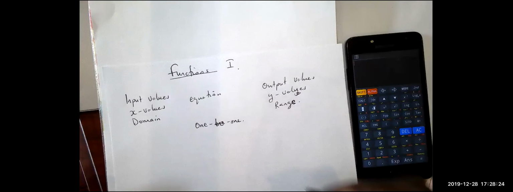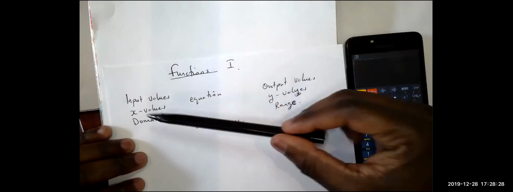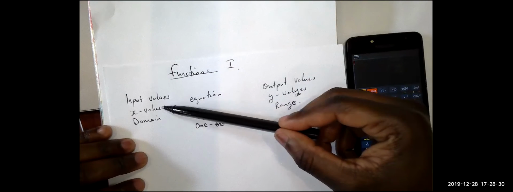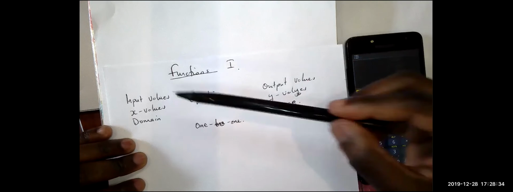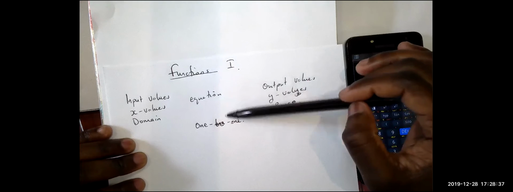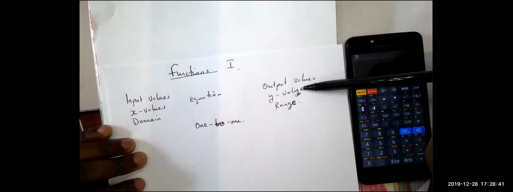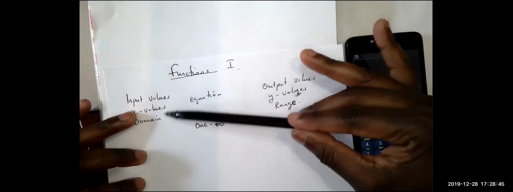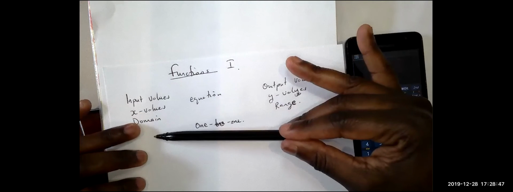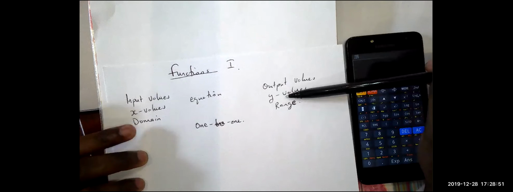Okay, so let's see what we have here. We are looking at input values. Input values are your x values, and that describes your domain. That's what you must remember always. Then we have an expression that we're going to put here, and the output value is what we get once we substitute the x value into the equation. The output is actually the range.